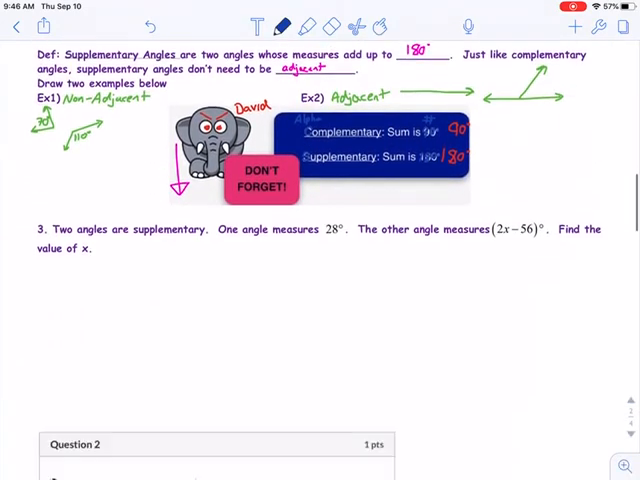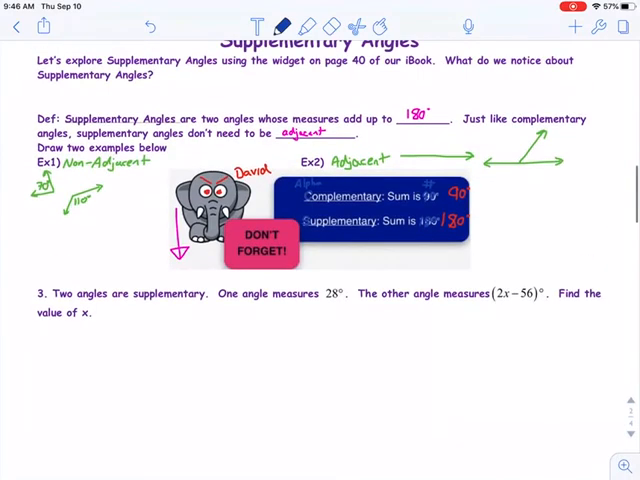But anywho. So let's just do a classic algebra problem. All right, two angles are supplementary. One angle measures 28 degrees. The other angle measure is 2x minus 56. Find the value of x. So again, we have to get good at identifying buzzwords. We see supplementary, boom, automatically we know 180 degrees. And then we have these two angle measures. So all I got to do is say, well, 28 plus 2x minus 56 equals 180 degrees.